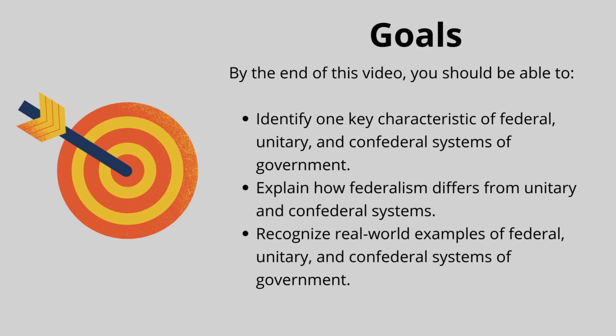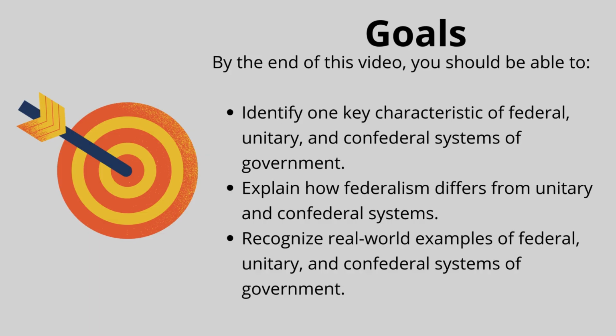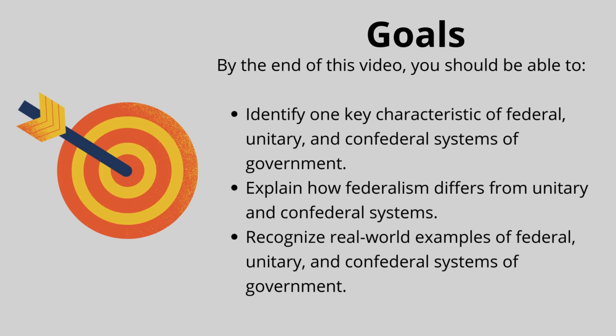By the end of this video, you should be able to: 1. Identify one key characteristic of federal, unitary, and confederal systems of government. 2. Explain how federalism differs from unitary and confederal systems. 3. Recognize real-world examples of federal, unitary, and confederal systems of government.